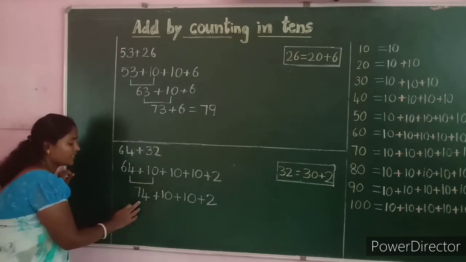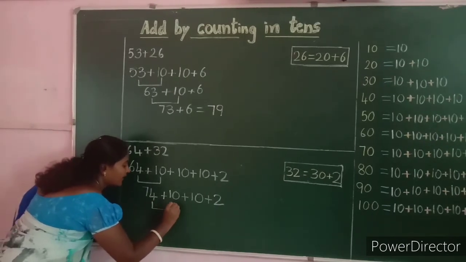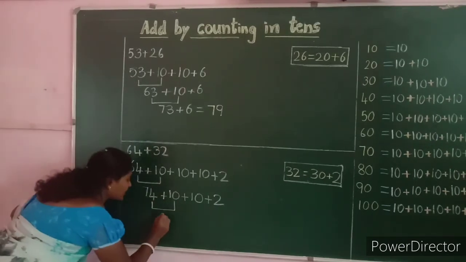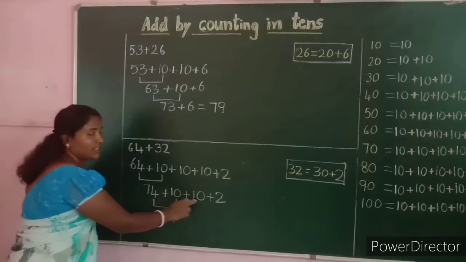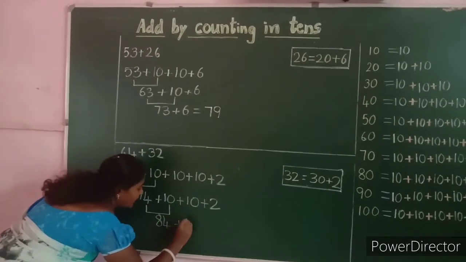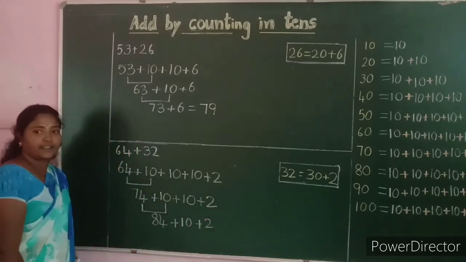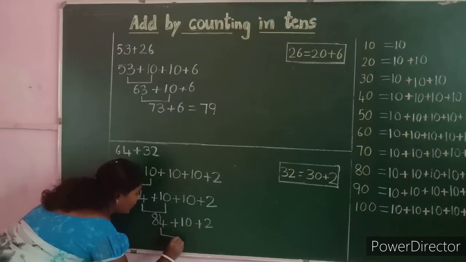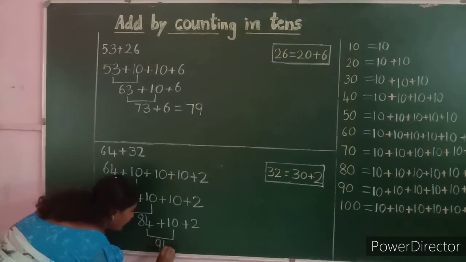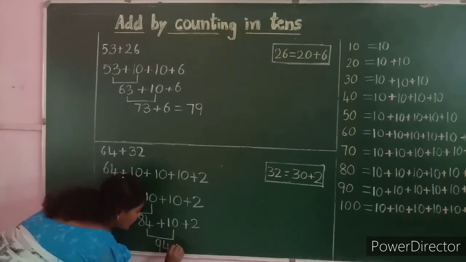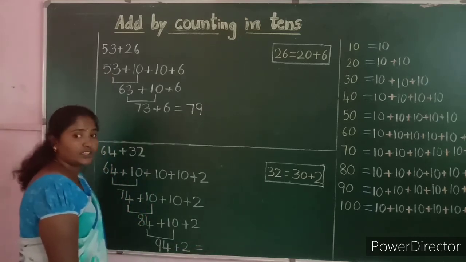And the next one is 74. 74 plus 10 is, yes, 84. The rest of the 10 is 1. Let's write 10 plus 2. At last, 84 plus 10 is, yes, 94. At the unit place is 2. 94 plus 2 is 96.